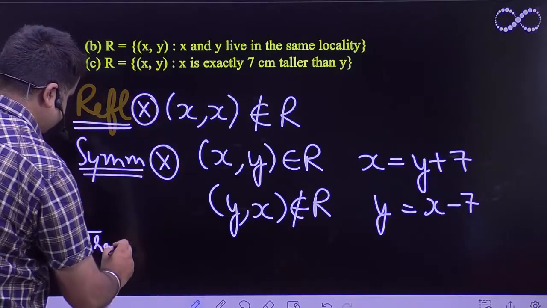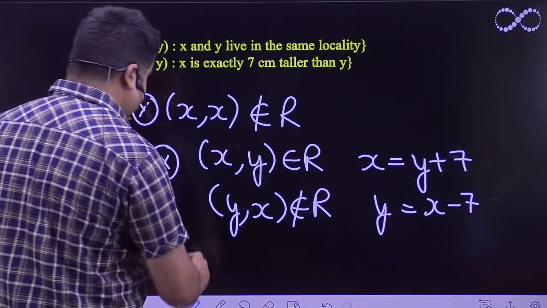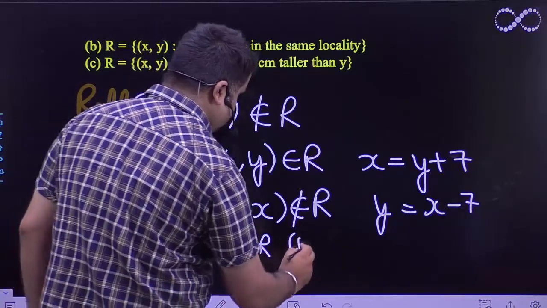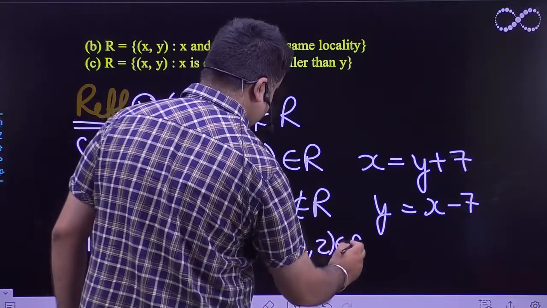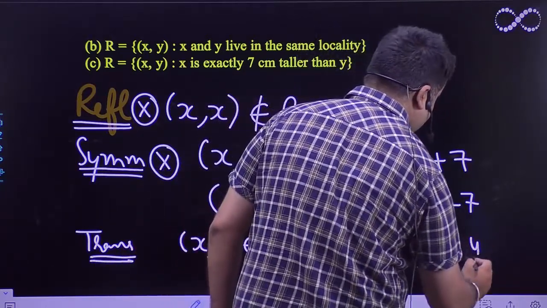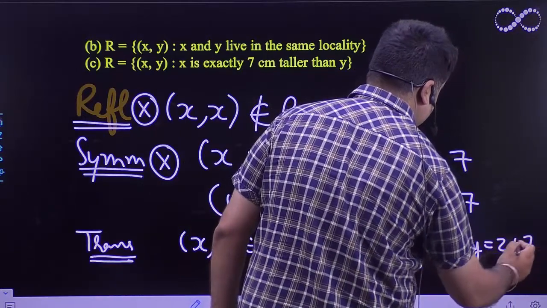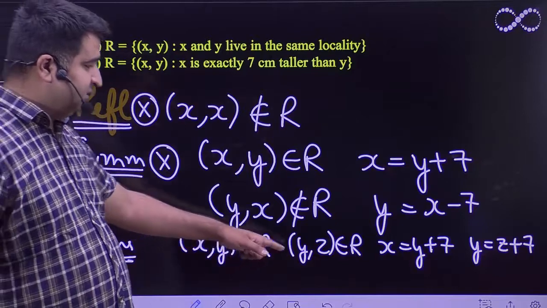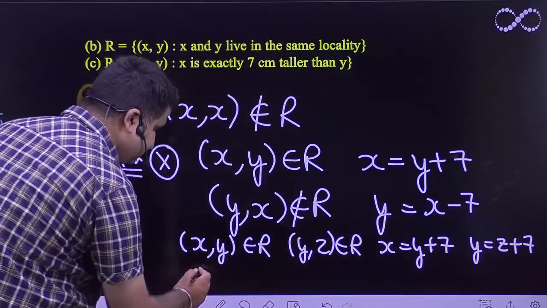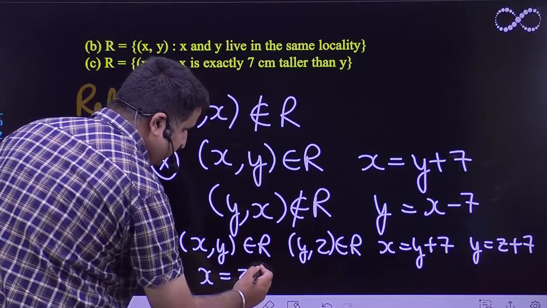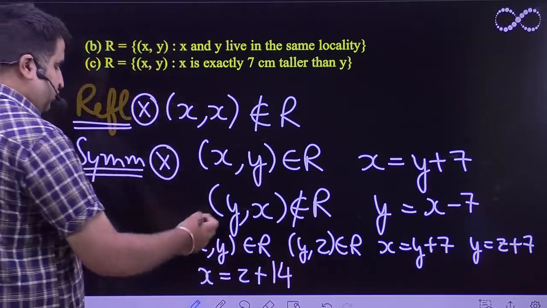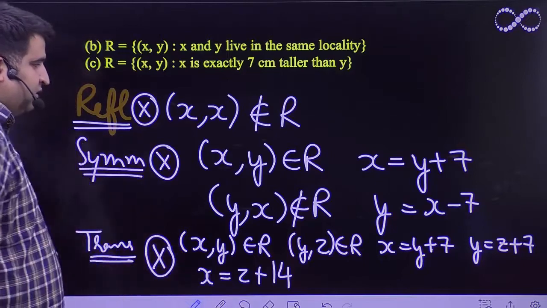Let's check for transitive. If XY belongs to R and YZ belongs to R, this means X is equal to Y plus 7 and Y is equal to Z plus 7. Now if we substitute the value of Y over here, we get X is equal to Z plus 14. So X is 14 centimeters taller than Z, which is not true for this relation. Therefore this is not transitive as well.